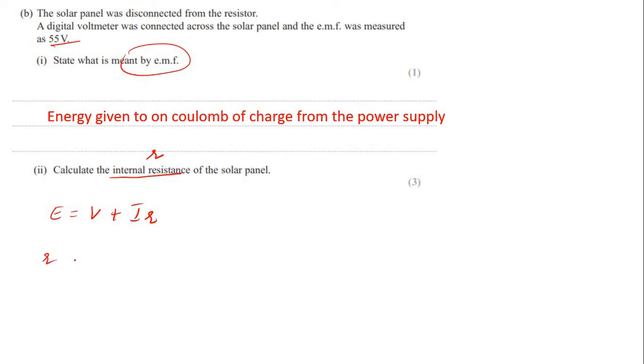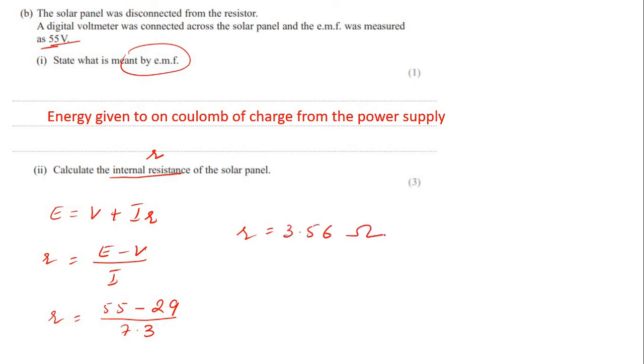So r is equal to E minus V, just make r the subject, divided by I. E is the EMF, which is given as 5.5, minus the voltage. The voltage was given in the previous part when the load was connected, and it was 2.9, divided by the current, which was 7.3. And then the resistance r, you can say it is 3.56 or 3.6 ohm.